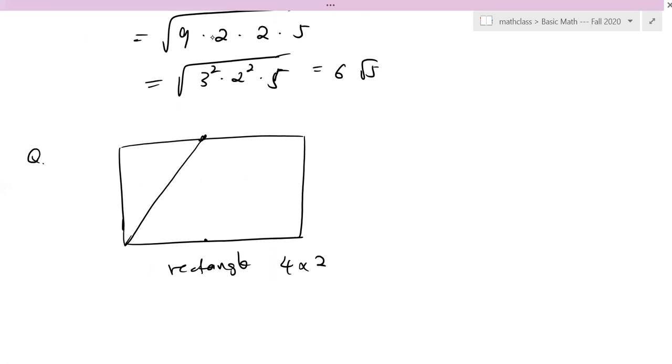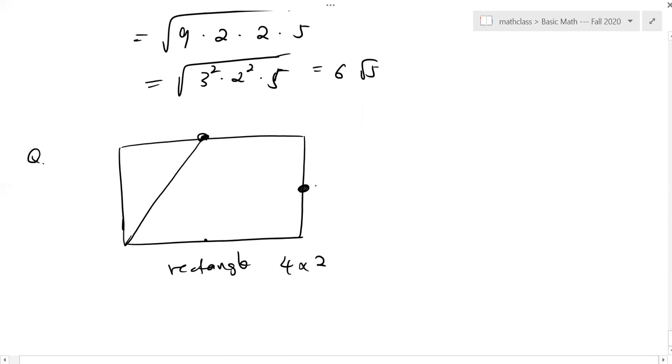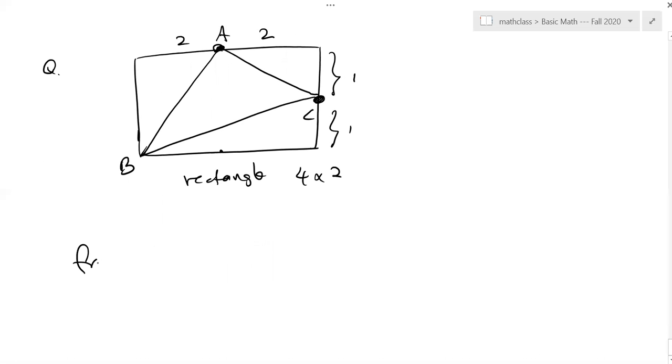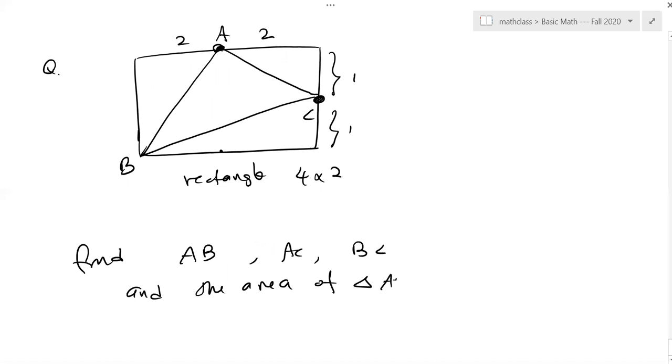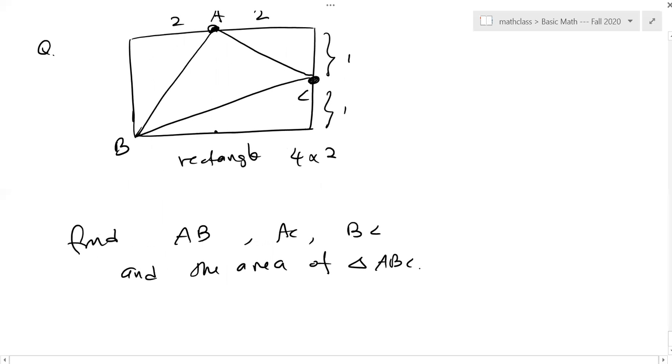Okay, so I choose a middle point here and the middle point here. This is the middle point. So 1, 1, 2, and 2. I connect them. So I get A, B, C. Okay. Find AB, AC, BC, and the area of the triangle ABC. So you can use this as A, that's B, that's C. Okay. Let's find out.